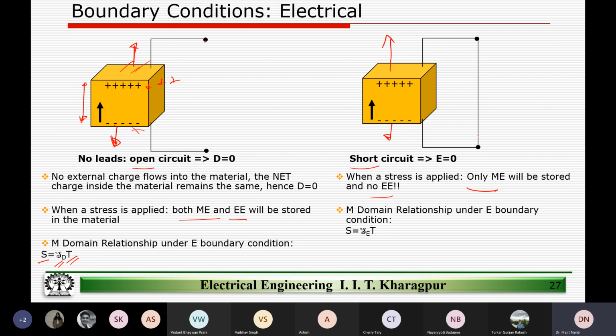Why? Because we have shorted the two faces of the material. The electrical energy gets dissipated. There's no electrical energy stored at all, right? And under this condition, if we were to plot strain as a function of stress, then the coefficient that we will obtain is compliance at a constant electrical field E.